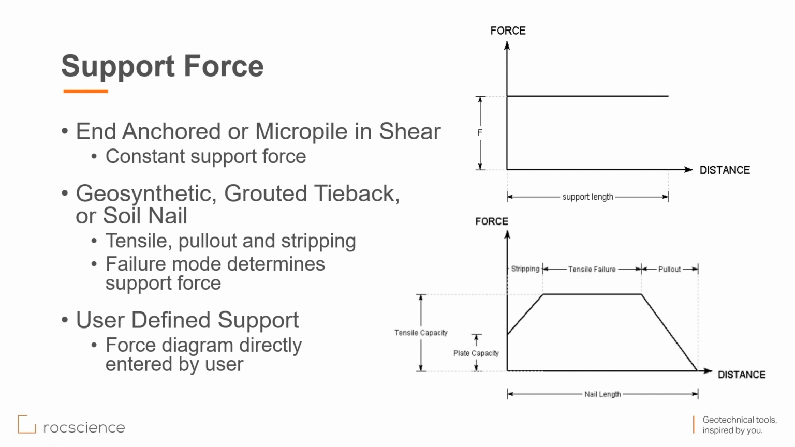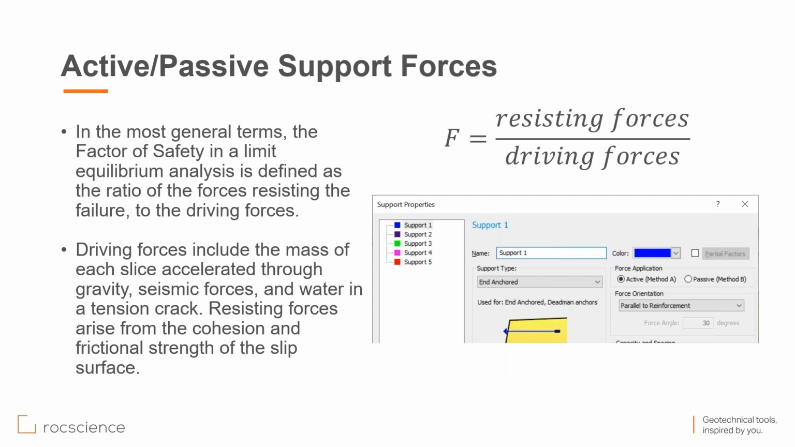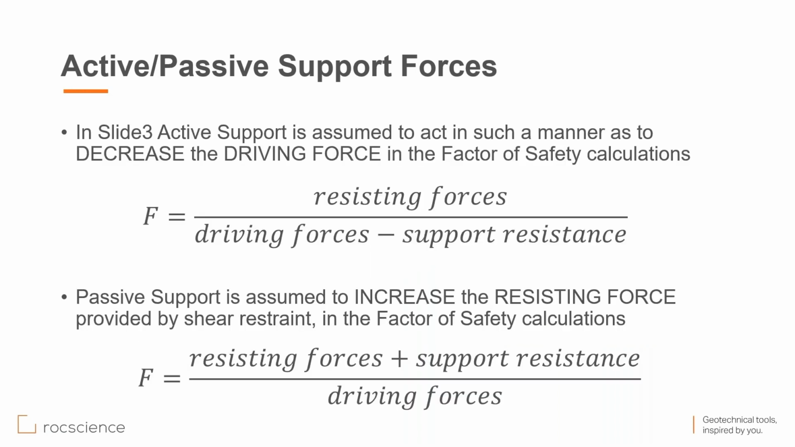So now let's talk about active-passive. Like I said, for each support, you have to select active or passive. So we know factor of safety, generally speaking, is the resisting forces divided by the driving forces. So now the question is, where does the support force go? We can either subtract the support force from the driving forces, or we can add it to the resisting forces. Active is when we subtract it from driving. Passive is when we add it to the resisting.